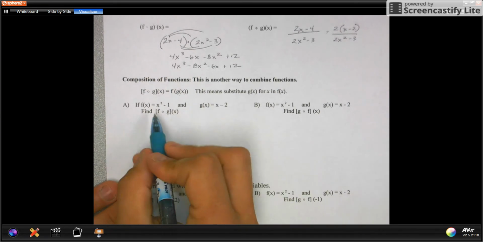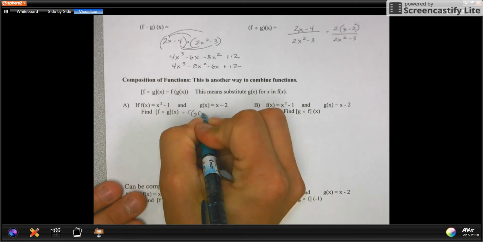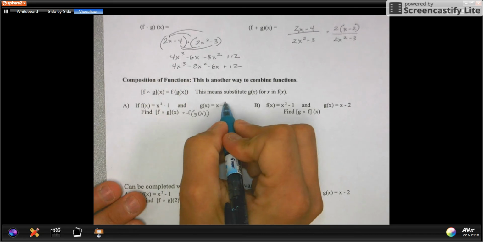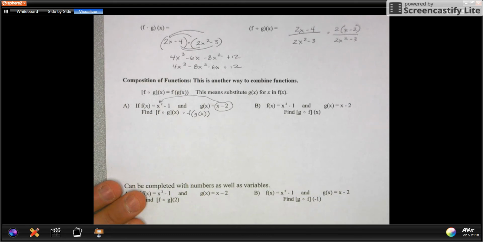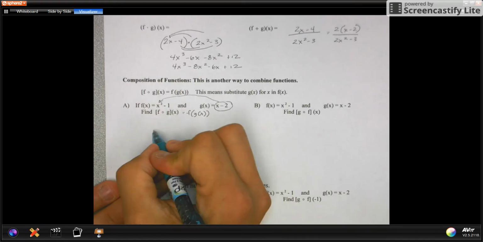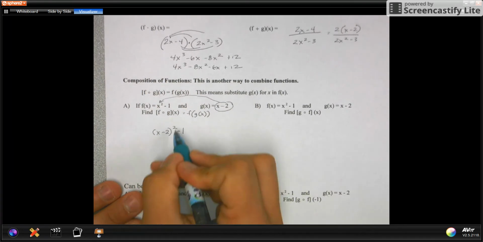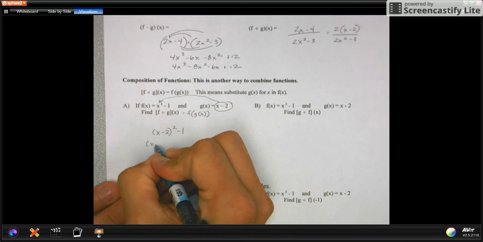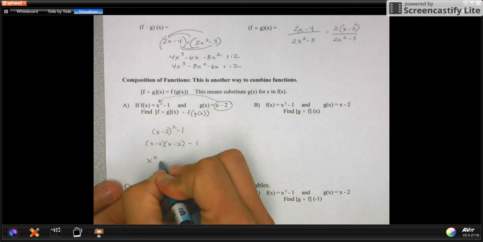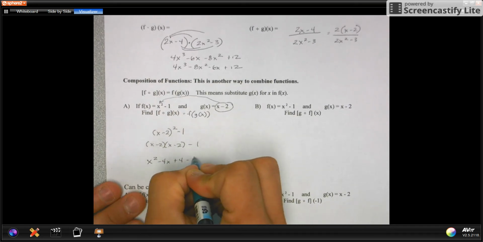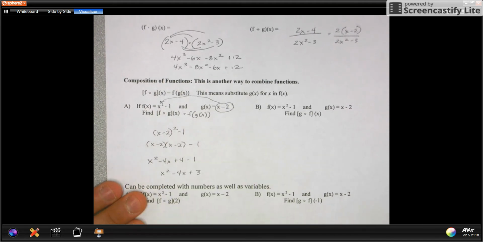So again, for this one, f of g of x, I can rewrite it as this. What I'm doing is taking this g of x and plugging it into x in that first function. So instead of x squared, it'll actually be x minus 2 squared minus 1. Do not distribute. Remember, you've got to write this out. When you FOIL this, you get x squared minus 4x plus 4 minus 1. So I'm left with x squared minus 4x plus 3.